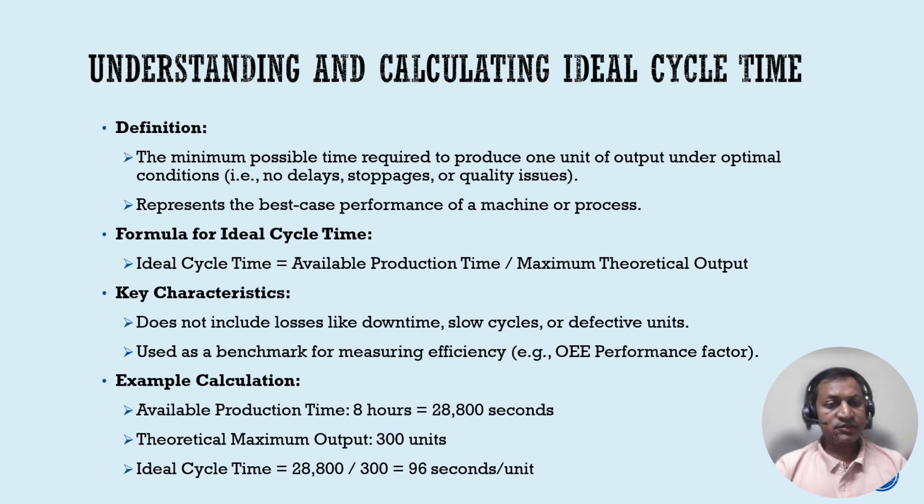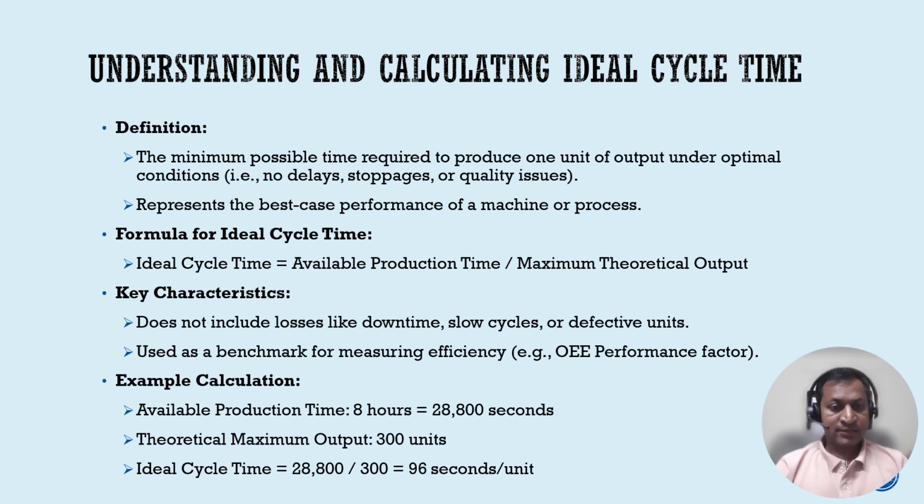To the next slide. Now we will see a few points about the ideal cycle time. It is the minimum possible time required to produce 1 unit of output under optimal conditions, that is, no delays, no stoppages, or quality issues. It represents the best case performance of a machine or process. Formula for ideal cycle time: ideal cycle time is equal to available production time divided by maximum theoretical output.